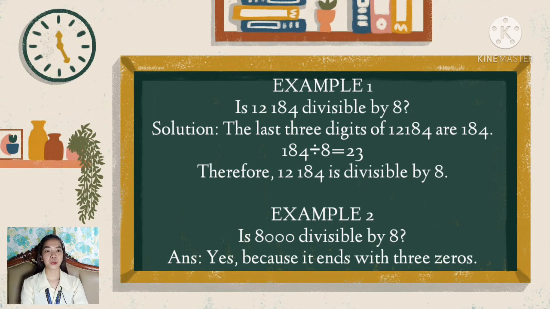So example number 2, is 8,000 divisible by 8? The answer is yes, because it ends with 3 zeros.